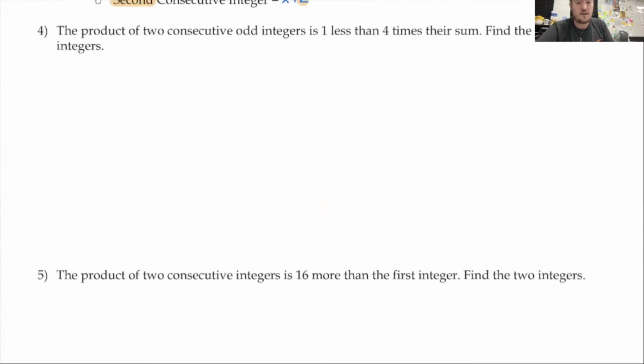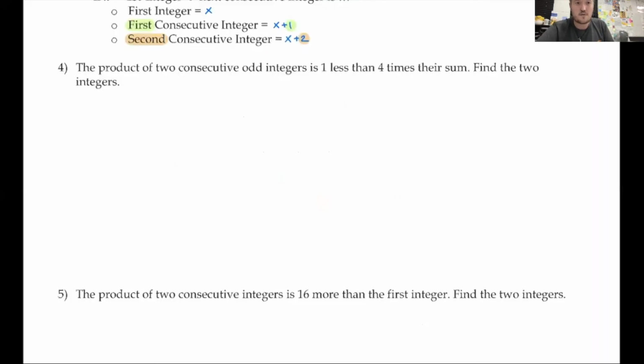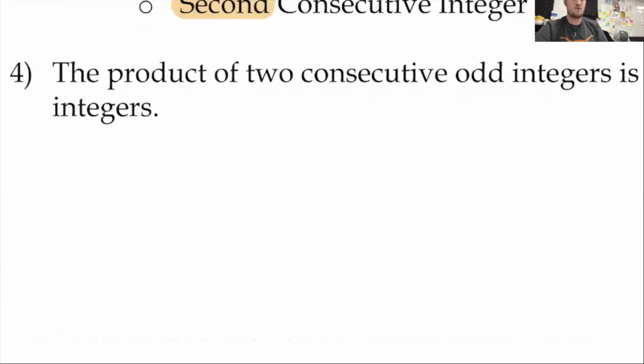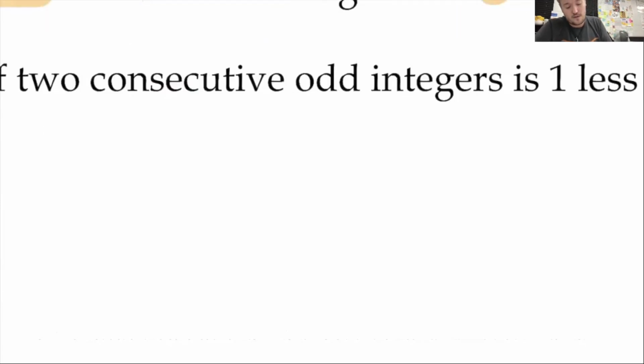All right, so we have some applications dealing with consecutive values. So the number 4, we have the product of 2 consecutive odd integers is 1 less than 4 times their sum. So we want to find the 2 integers. So keep in mind here, the problem itself doesn't state whether we have to have the negative values or the positive values. So we can have more than one. So it wants the product of 2 consecutive odd.